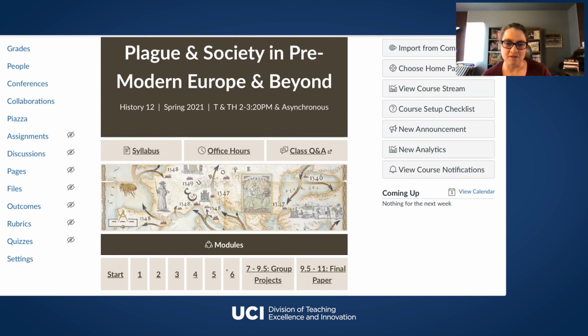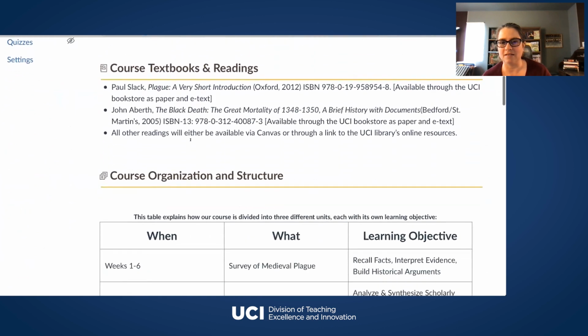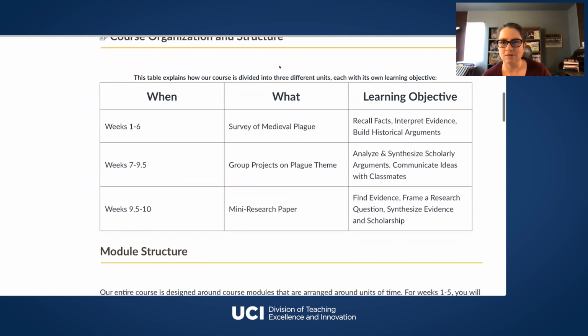And one of the things I'm most excited about, I'll go to the start page, is the fact that I was able to translate everything that I wanted to do to the digital format. So students conclude with a mini research paper.